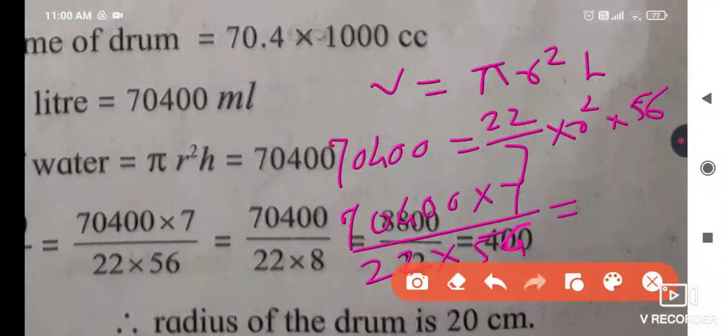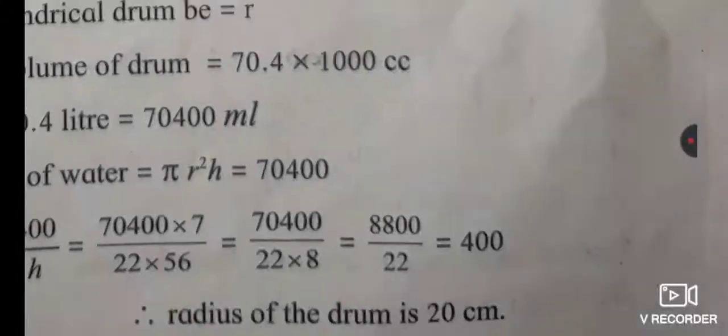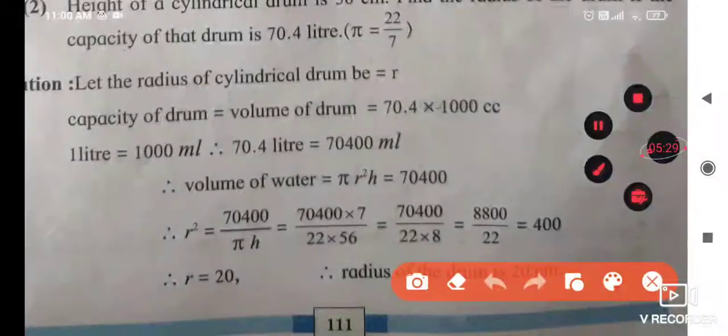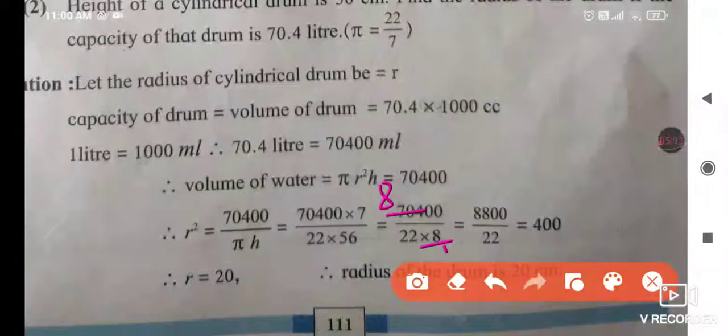And then next what we have to do is solve the examples. You will get the required answer. So here is how it is divided. 8 ones are 8, 8 eights are 64, then here remains 6, again 8 eights are 64 and double 0. 8800 divided by 22, 22 ones are 22, 22 fours are 88, and the 2 zeros remaining we have to write. So we got here radius square is equal to 400.